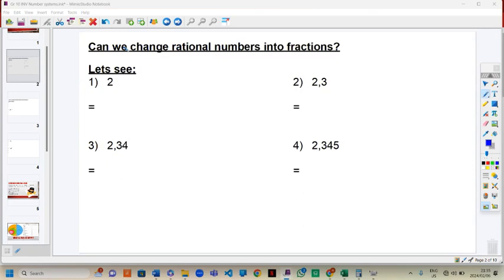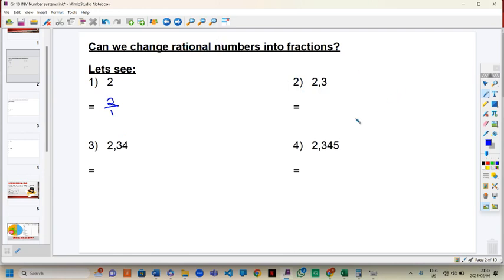Okay, so can we change rational numbers into fractions? Yes, we can. So how could I change 2 into a fraction? You just put it over 1, 2 over 1. Now let's look at example 2 here. Now we've got 2 comma 3. How am I going to change that into a fraction?